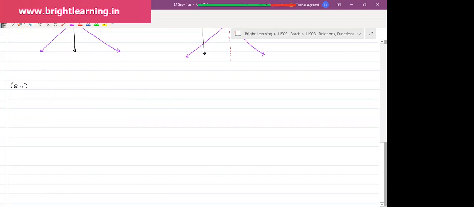Question number 1. Modulus of 2x minus 5 is equal to 37. x is equal to?